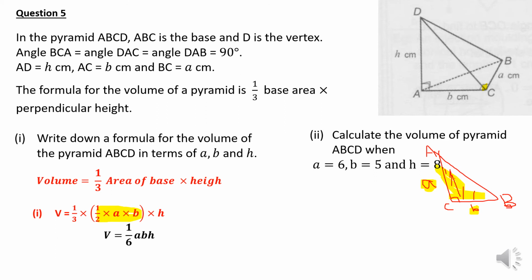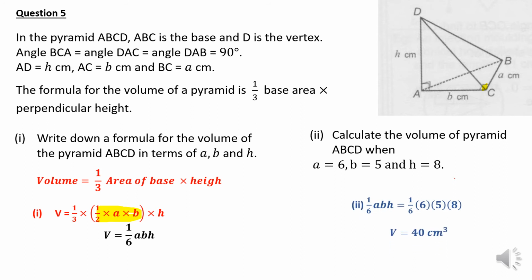Then the second answer they want us to find: you simply substitute the values for A, for B, and for H into your formula. And you realize that you get 40 cubic centimeters. That is the volume of the pyramid.